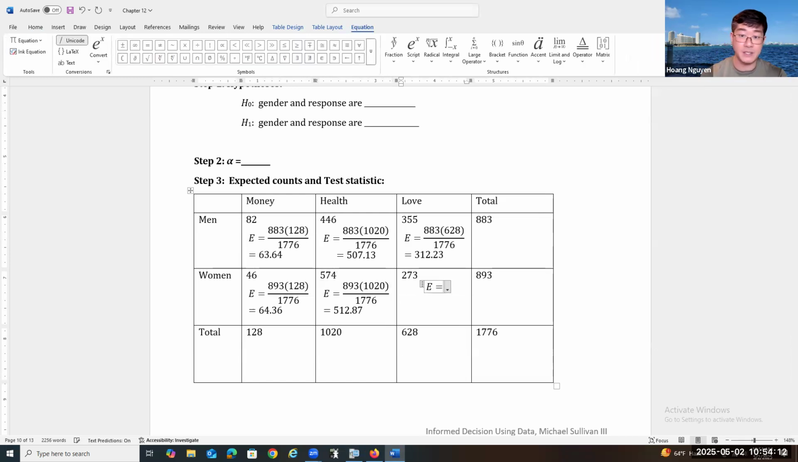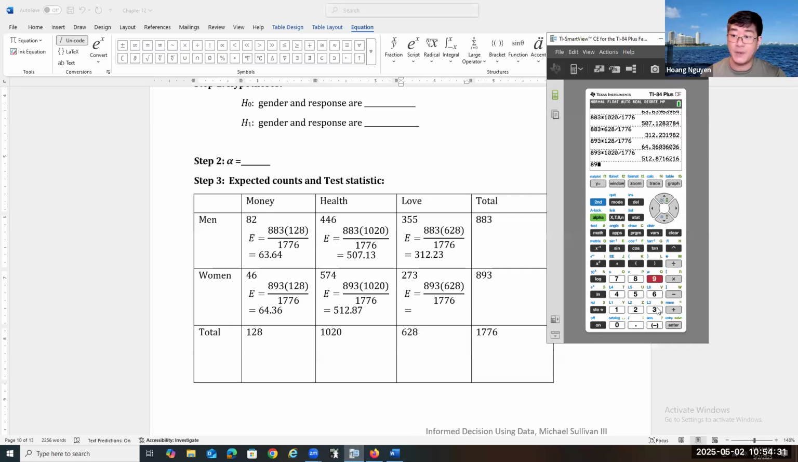The expected value here will be 893 times 628 divided by 1776. So 893 times 628 divided by 1776 is 315.77.